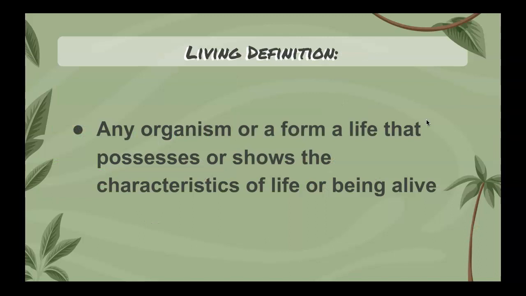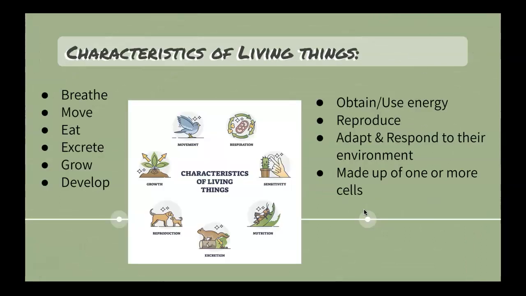Now, the definition of living things. Any organism or form of life that possesses or shows the characteristics of life or being alive. The first graders might ask, what does life or being alive mean? And that means all of these characteristics. Here, we have characteristics of living things. I might say to them, boys and girls, think about us. We are humans. We are alive. We are living things. We are biotic.